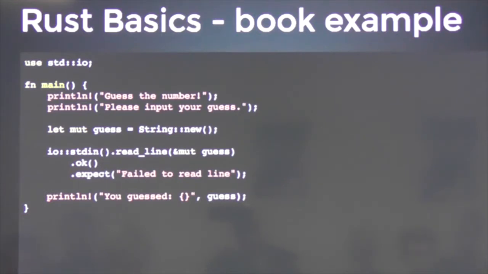When we read the line, this actually returns a result, which is like an either in Haskell. Here, because it's simple code, we use OK to turn it into an option, and then expect to say, just assume it's right and get the value out. Obviously, in real code, you would use proper error handling and not do this, but this is a fine example. And it's got string interpolation, which is type safe as well, using a macro. The print line there has an exclamation mark because it uses a macro to make sure that your format specifier matches what you actually pass it.